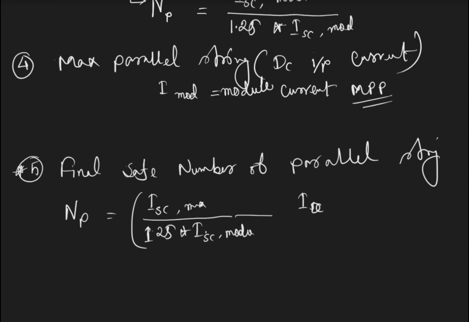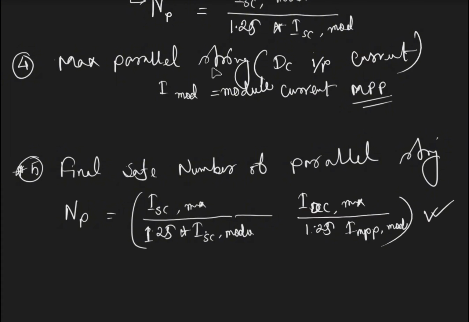And actually this is the DC current: the maximum DC current over 1.25 times the maximum power point of the module current. This is actually the final equation.